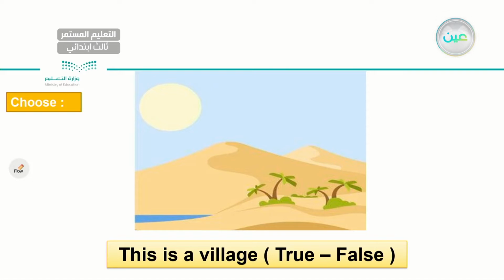This is a village. Is this a true statement or not? Is it a village? Can you see some animals here? Some small houses? The answer is false. It's not a village, it's a desert. It is a desert. Very good.